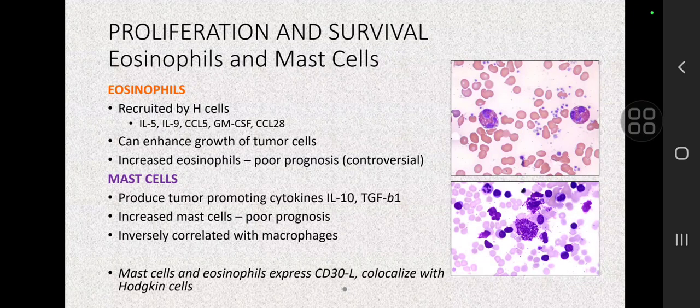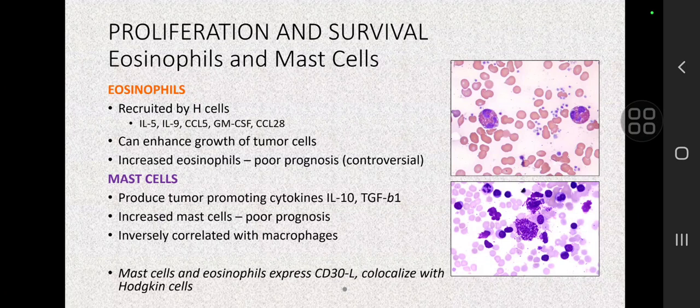Mast cells and eosinophils express CD30 ligand, so that's why they're sticking onto the Hodgkin cells. That's why they're heading towards them. So then there's the CD30 exosomes. What's interesting is you get these CD30 exosomes. They're sort of blobs of CD30 junk that are released by the surface of the Hodgkin cells, and they get internalized by fibroblasts, and that results in migration.